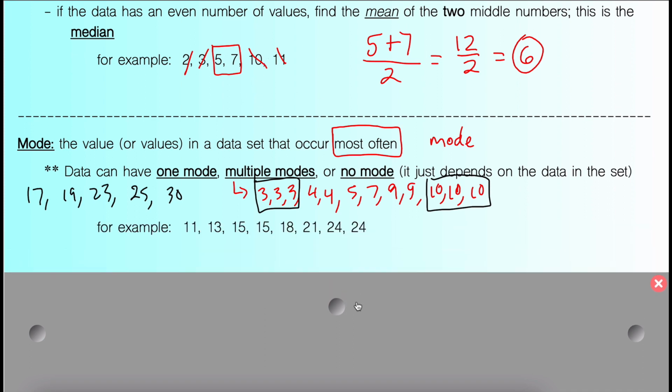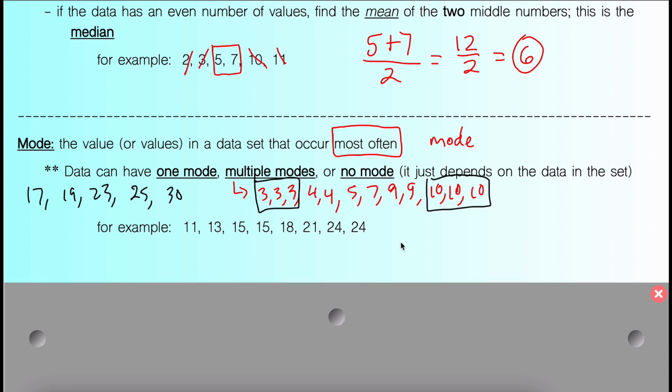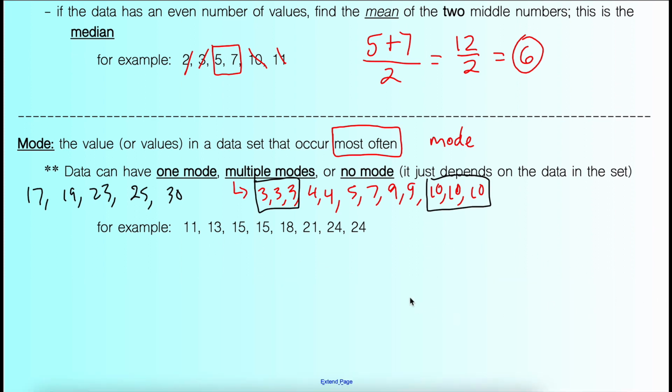So let's look at an example. We've got the data set 11, 13, 15, 15, 18, 21, 24, 24. I've put it in order for you from least to greatest, and it's kind of easy to see then which number or numbers occur most often. The modes, or no mode for this data set would be, what do you think? All right, I got a double mode, 15 and 24. There are two modes, 15 and 24.